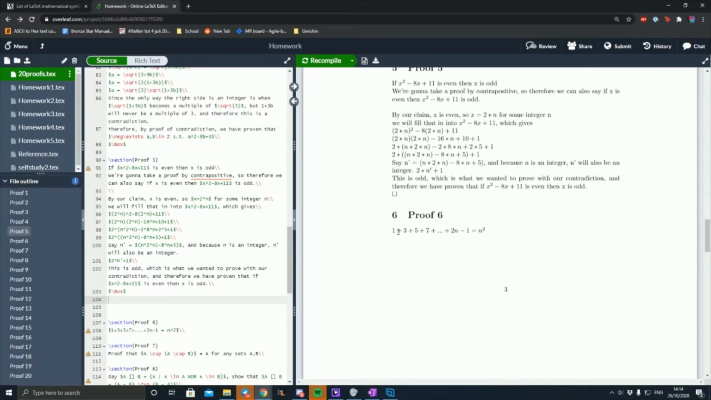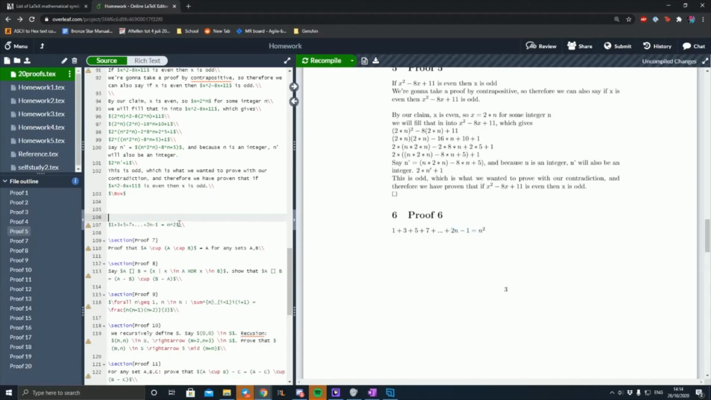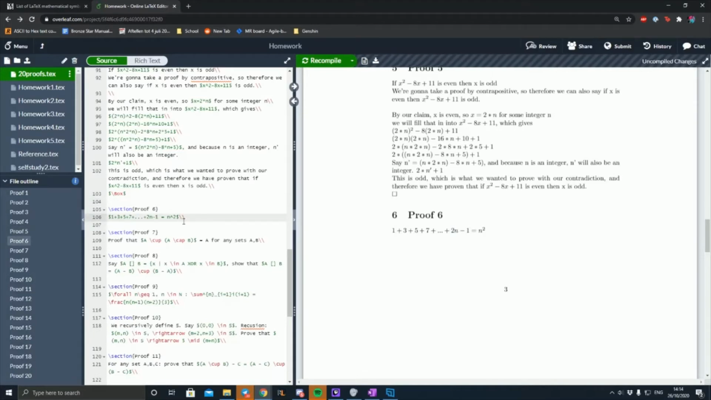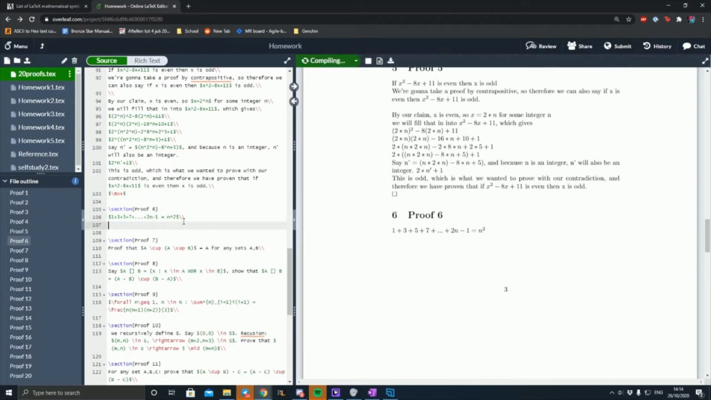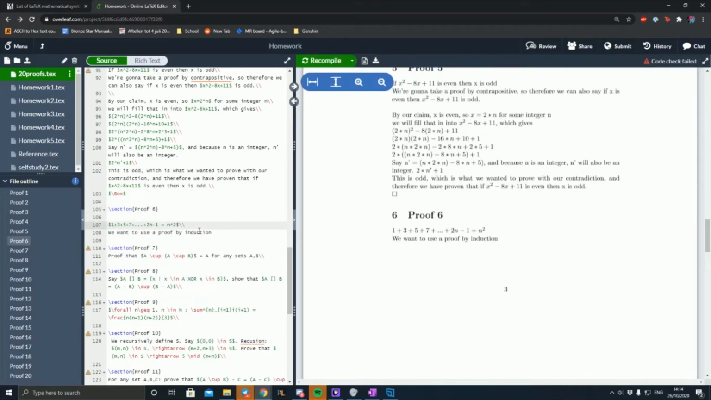So proof number 6 is one you guys have probably seen before. It's the sum of all the odd numbers up to 2n minus 1 is equal to n squared. So we're working with a sum here. What's the thing we want to do? Prove by induction. Let's say for some n in all the integers.